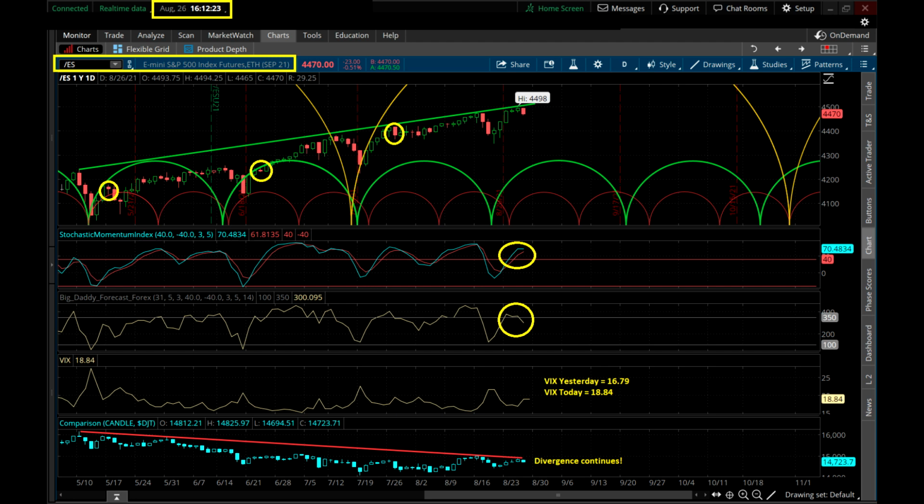Okay. Near the bottom, you see the VIX. Yesterday was 16.79. Today, obviously, the VIX is going to be up. More volatility, pricing was down. That's a pretty big move in the VIX, from 16.79 to 18.84. So pretty big move. Okay.